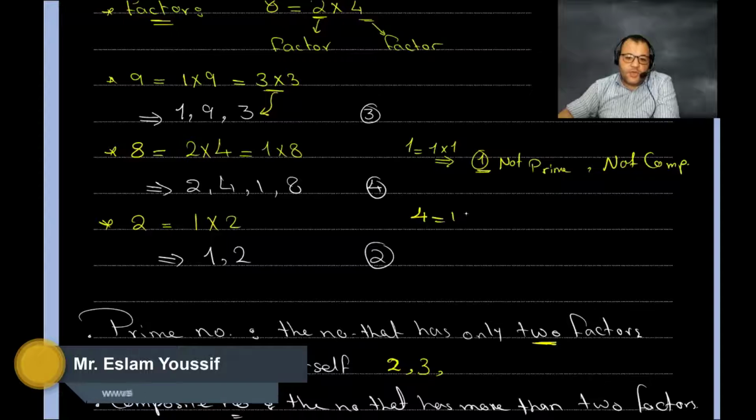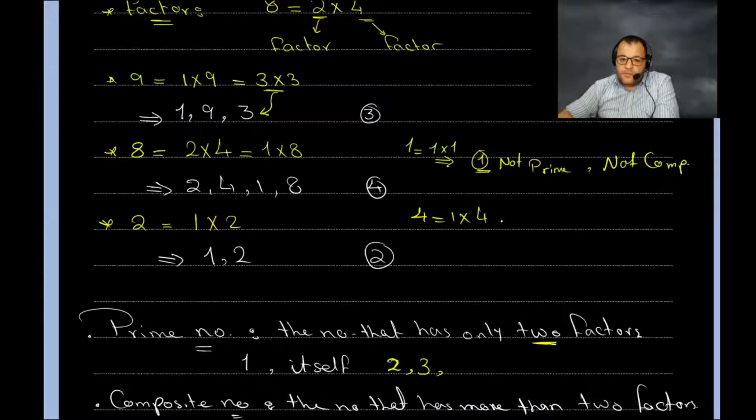4 equals 1 times 4. Can you find any other 2 numbers that, if you multiply them, the answer is 4? I need two numbers. If you multiply them, the answer is 4. Can you find them? 2 multiplied by 2.